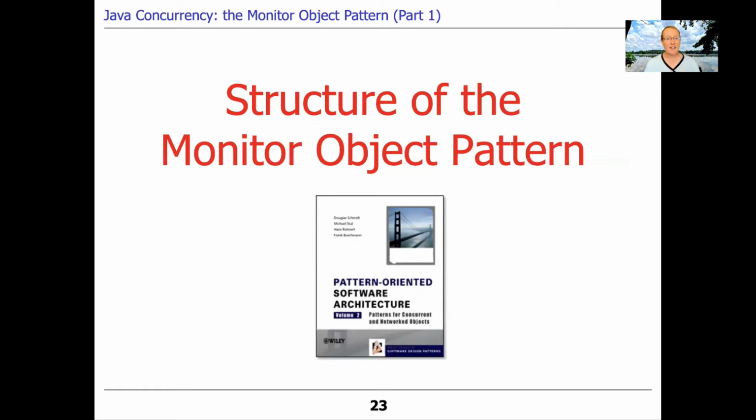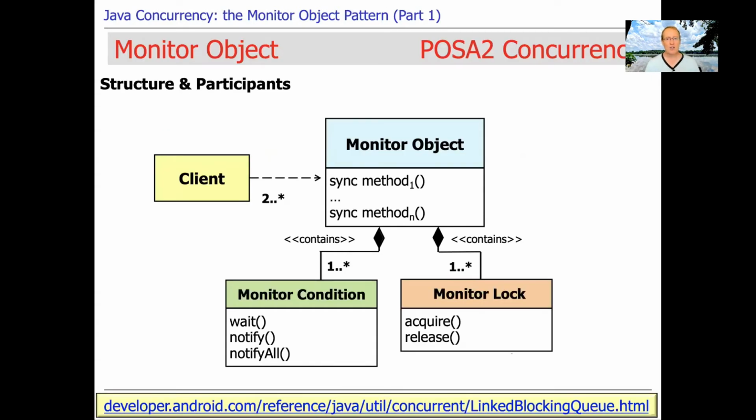So let's talk about the structure of the monitor object pattern as it's described in the POSA 2 book. So here's what the pattern looks like. If you take a look at the book, you'll see a diagram that looks sort of like this, probably not quite as colorful because the book's printed in black and white, but this is the basic idea.